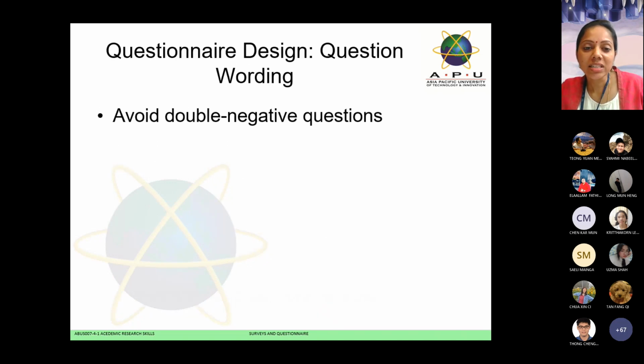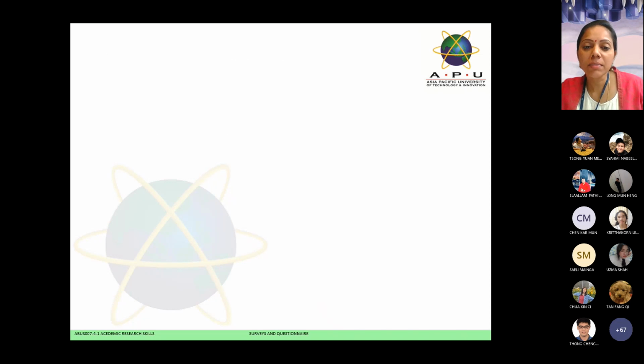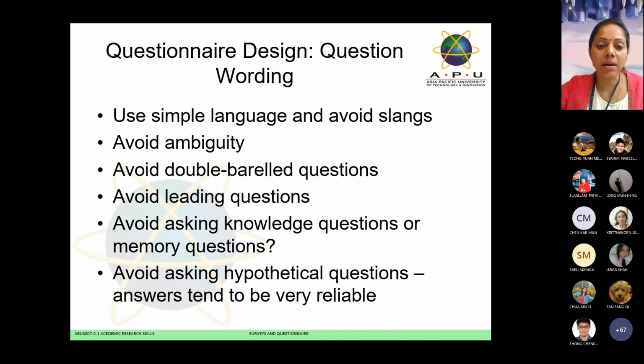All right, question wording. Do not ask double-barrel questions. Going back to double barrel, I don't think I explained what it is. Double-barrel questions are very simple, like, do you live in Kuala Lumpur or Malaysia? Do you say yes or no? This is a double-barrel question, okay? Or people like to ask, if you were to be an engineer, would you prefer to be self-employed? If you're an engineer, how if I'm not an engineer? So this kind of question can be double barrel.